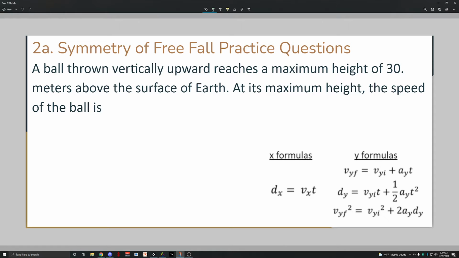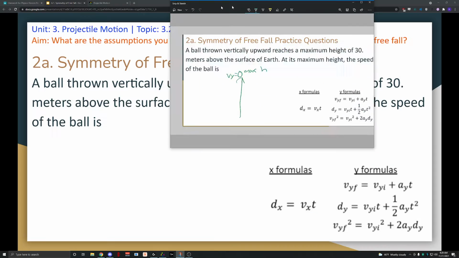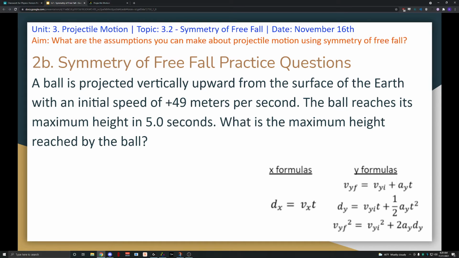Well, you don't need anything, right? Because this is an assumption you can make. At your max height, the velocity of an object is 0 in the vertical direction. That's that. Nothing else needs to be done. That's an assumption you can make.